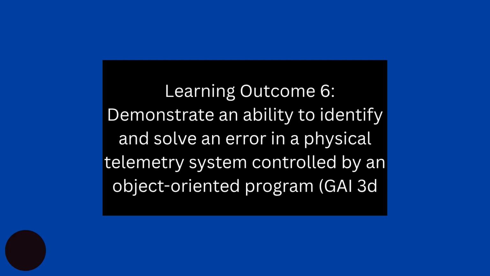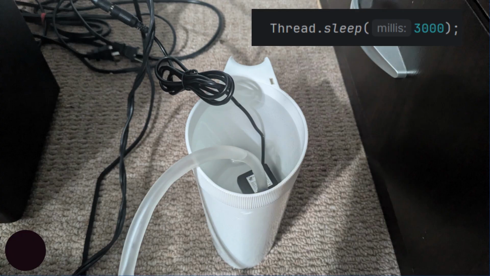And lastly, for learning outcome 6, an error that I encountered was that my water pump was dispensing too much water to my plant. So to help fix this, I added a delay so that the water pump consistently provides the correct amount of water that's necessary for the plant.